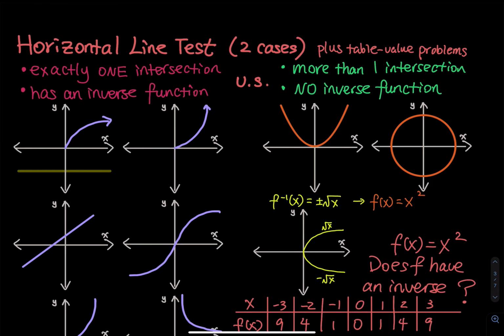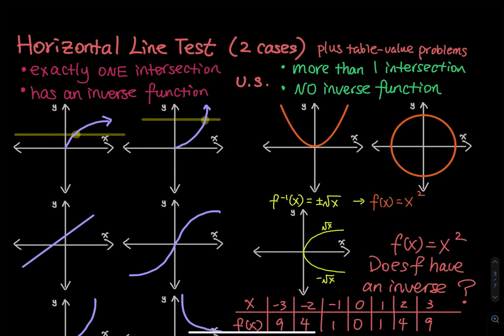So don't put it right here. That is out of the range, right? So you don't want to put a line in here, and you don't want to put a line in here. You want to put it somewhere within the range. Make it horizontal, like this. Like that. What do you see? I see exactly one intersection. That means these two functions have an inverse.